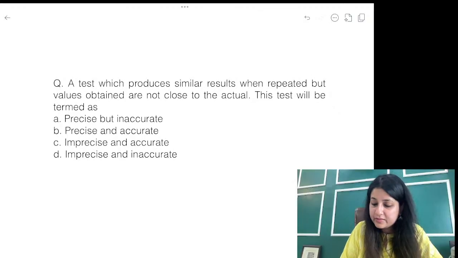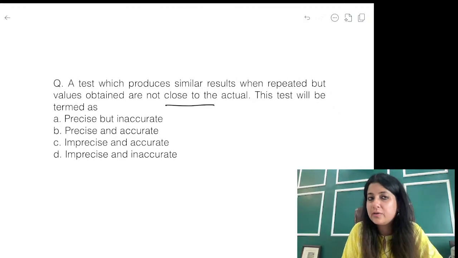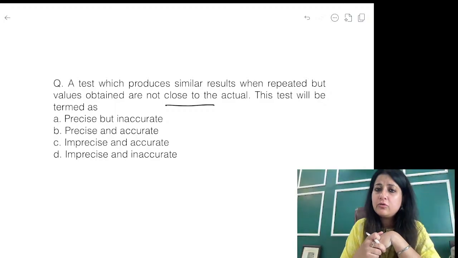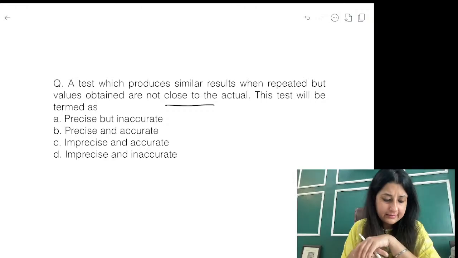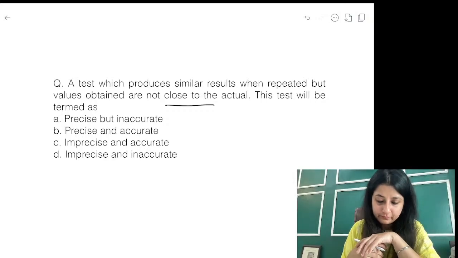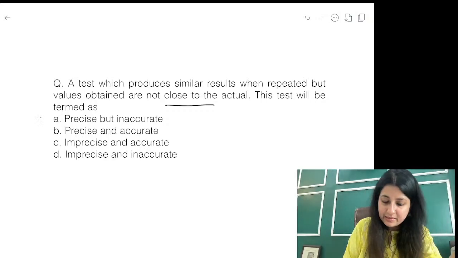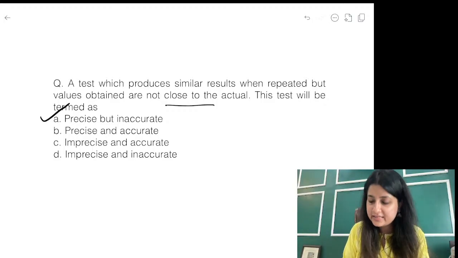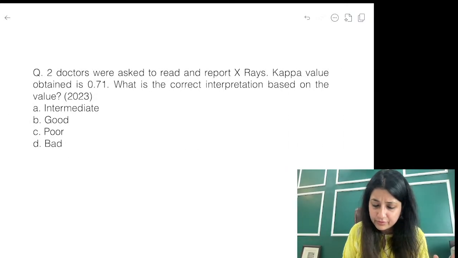A test which produces similar results when repeated but values obtained are not close to the actual. This is termed as. A test which produces similar results when repeated, बार बार एक ही result दे रहा है, but values obtained are not close to the actual. So what is this? Good. It is reliable, precise, but it is lacking validity. It is not getting closer to the gold standard. So it is inaccurate. Good. I know you can do this one.